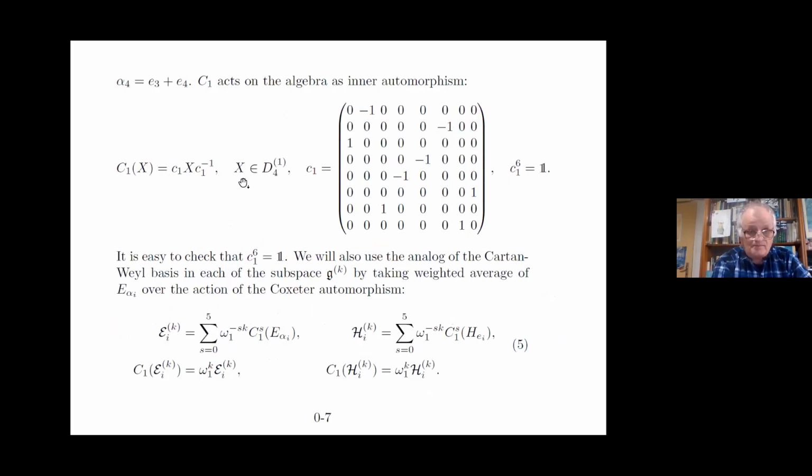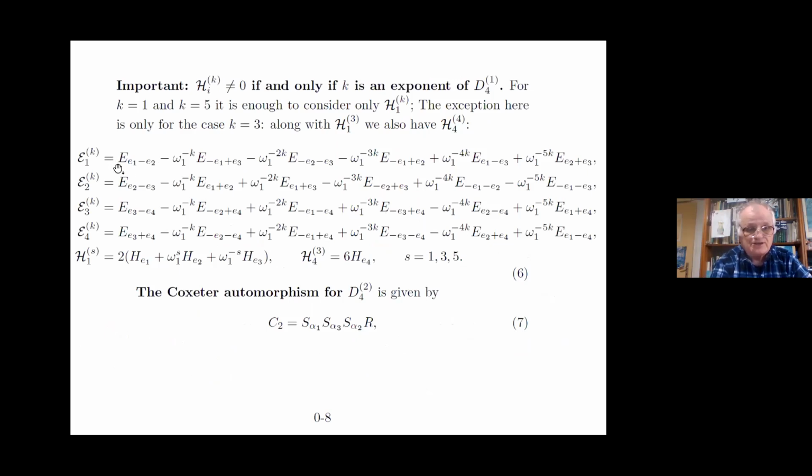Now, we can check that C1 to the power 6 is 1 also, and here are the explicit expressions for the generators in each of the linear subspaces, and here is the explicit form of these basis elements as 8 by 8 matrices. As you understand, they depend on omega 1, which is a root of the sixth degree of unity.